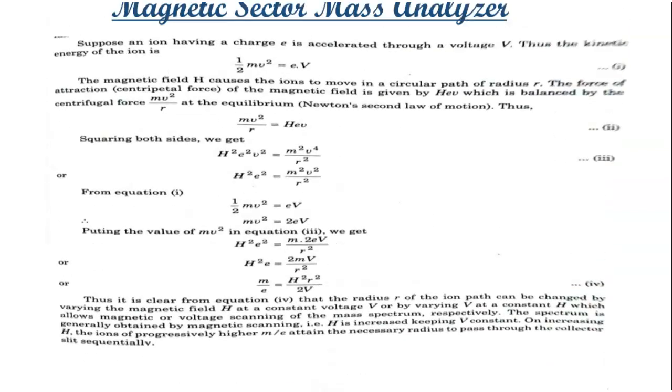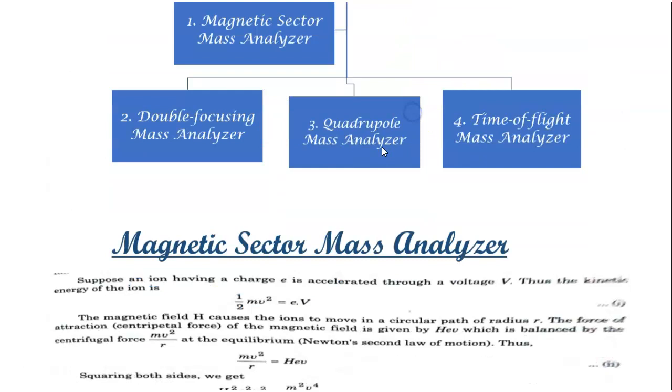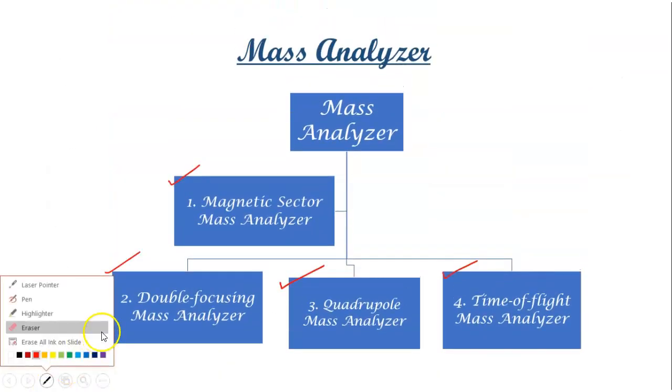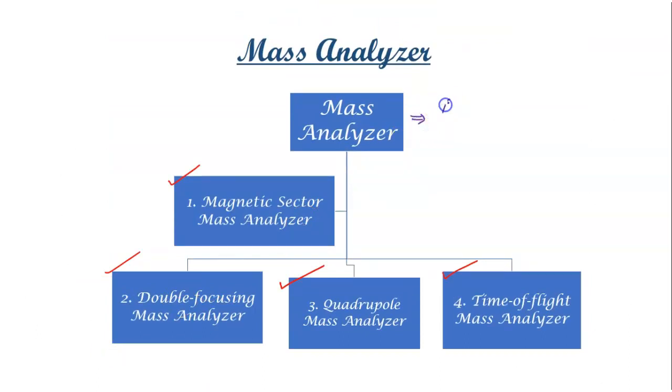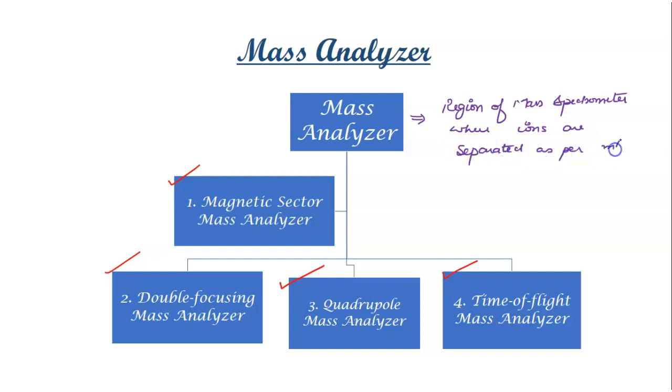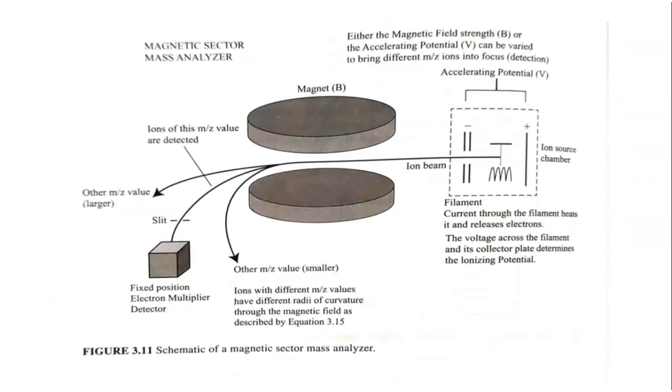Understanding? So if you want to write it down, you can write it over here. Let me just change the color of the pen first. Okay, so you can mention over here, it is a region of mass spectrometer where ions are separated as per mass by charge ratio. Okay, so that is our mass analyzer, and in this particular topic we are going to discuss various different kinds of mass analyzer, the first one being the magnetic sector mass analyzer, having a diagram like this. So that is the introductory portion of what a mass analyzer is.